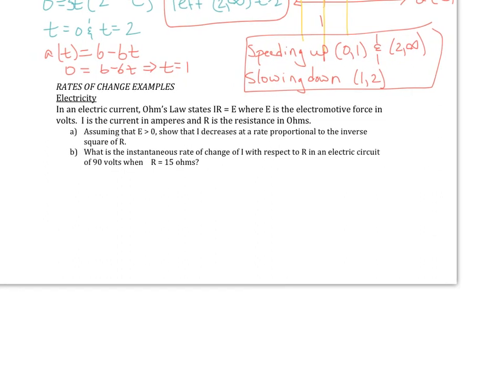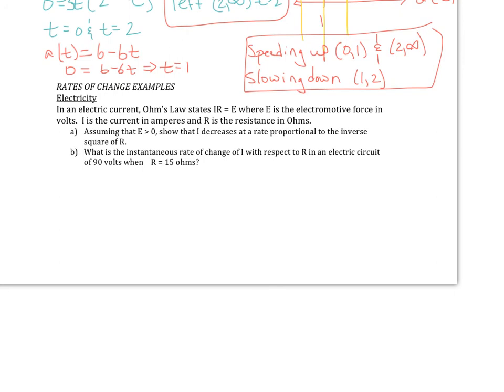Rates of change examples. In an electric current, Ohm's law states that IR equals E, where E is the electromotive force in volts, I is the current in amperes, and R is the resistance in ohms. Assuming that E is greater than 0, show that I decreases at a rate proportional to the inverse square of R. What is the instantaneous rate of change of I with respect to R in the electric circuit of 90 volts when R is 15? All right, so let's take a look at what we have here. For part A, we just have to show that I decreases at a rate proportional to the inverse square of R.